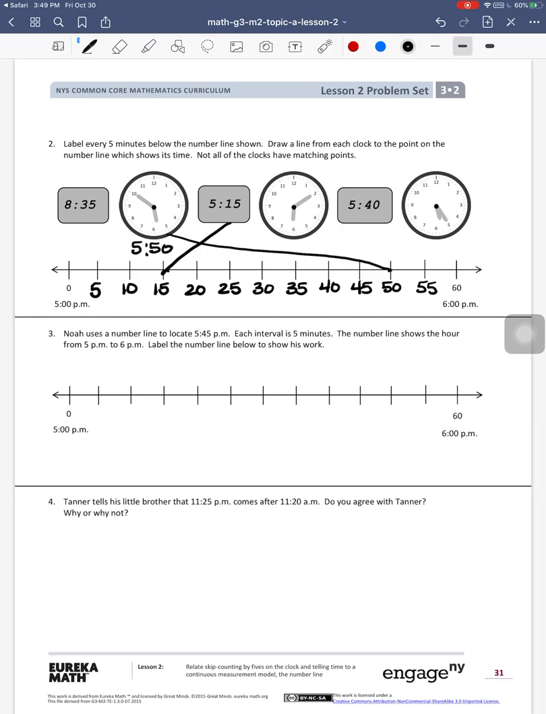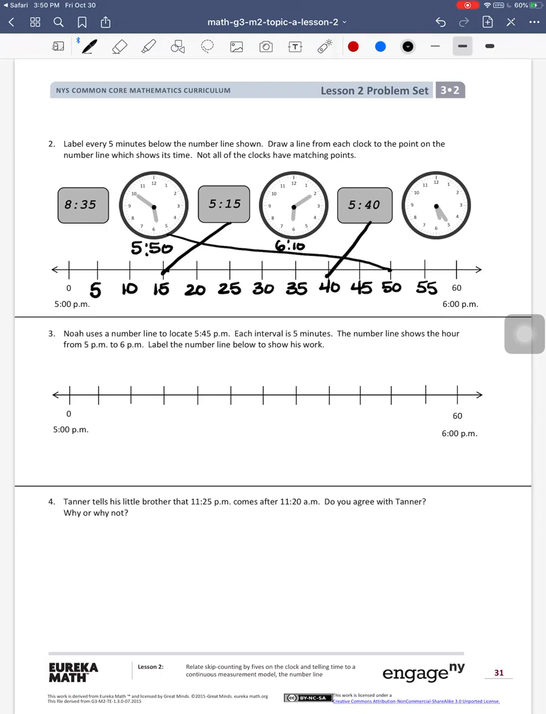Next one. Well, my hour hand is at the 6 and the minute hand is at the 2. So I know that is 6:10. Does our number line show after 6 p.m. or a.m.? No, it doesn't. So we can't draw a line. Next one's 5:40. Is that represented? Yes, you're right. We can draw a line.